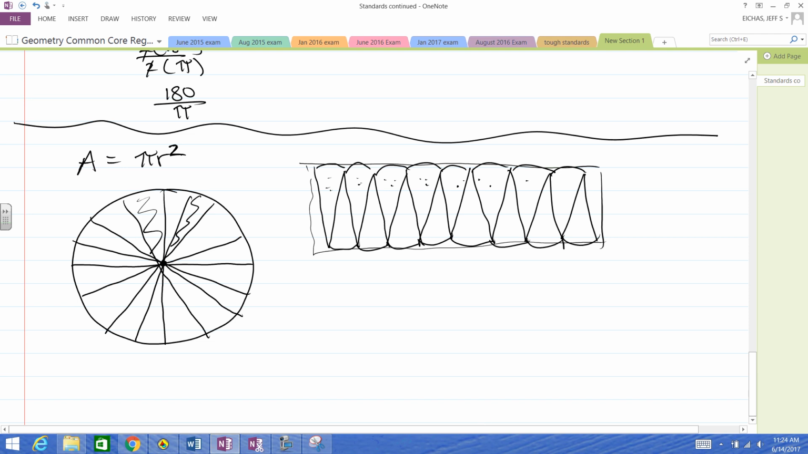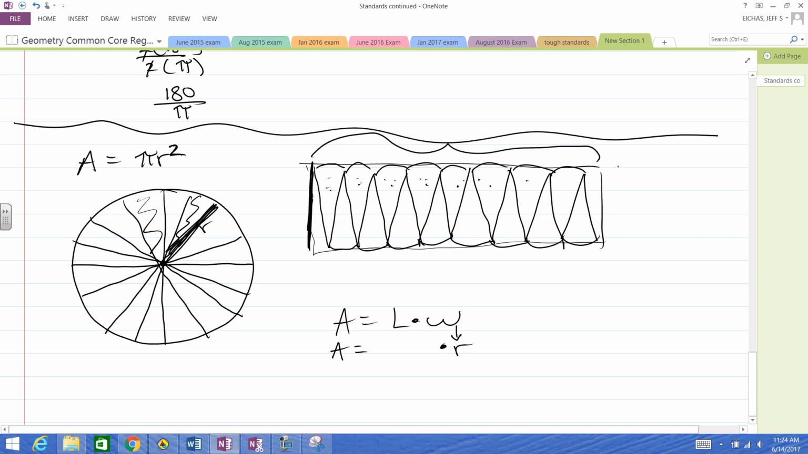Now, the area of the rectangle, of course, we know it's length times width, right? So what is the length and what is the width? Well, the width is approaching, if you look, the radius of the circle. Now we got to figure out what the length is. We'll come back to that. So the width is approaching the radius of the circle. What is the length approaching?